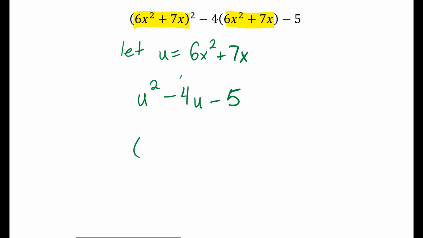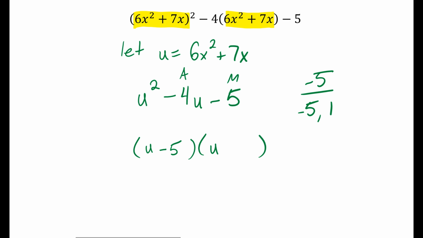And I can factor this by asking myself what adds to negative 4 and multiplies to negative 5. So those two numbers are going to be negative 5 and positive 1. And if you're not sure, you could try a couple different numbers in your calculator.